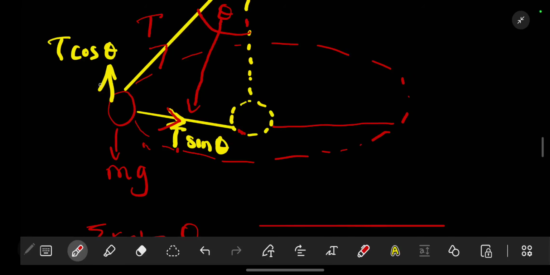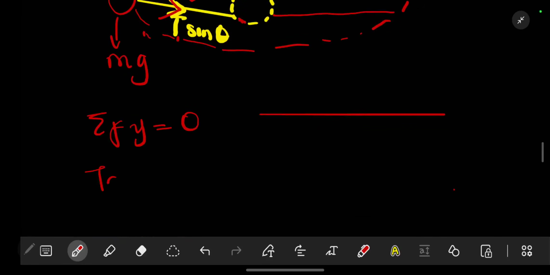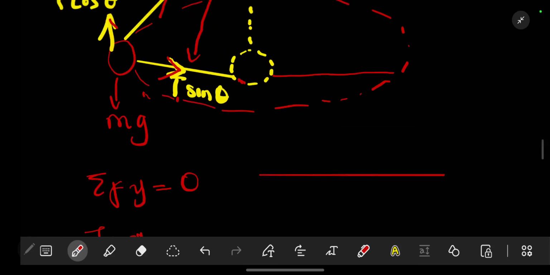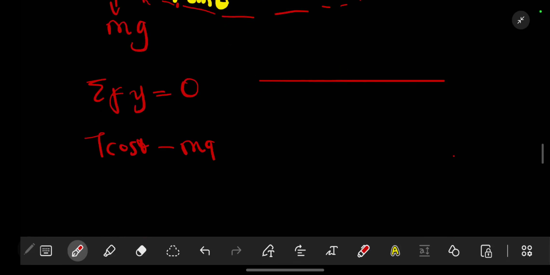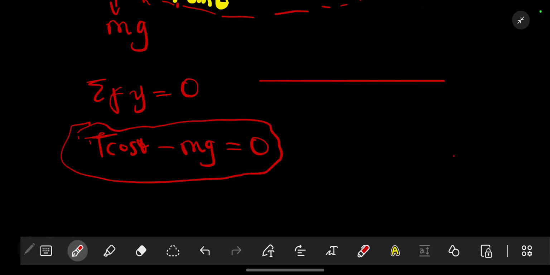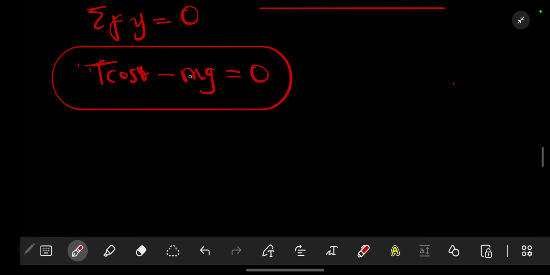Now, which forces are those? The one that is pointing up is the T cos theta. Then the one that is pointing down is the mg, so we say T cos theta minus mg is equal to 0. So this is always the case for a conical pendulum. The cos component is the y one. So we are going to be just using T cos theta minus mg in our examples. So if we make T cos theta the subject, the mg will cross the equal sign. It will be equal to mg, like that.